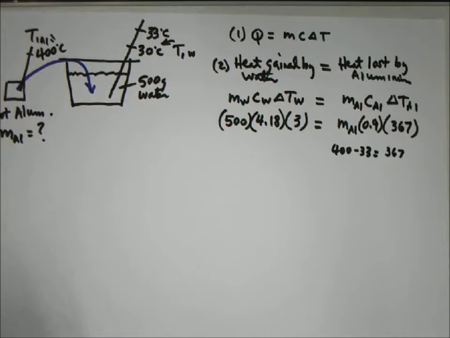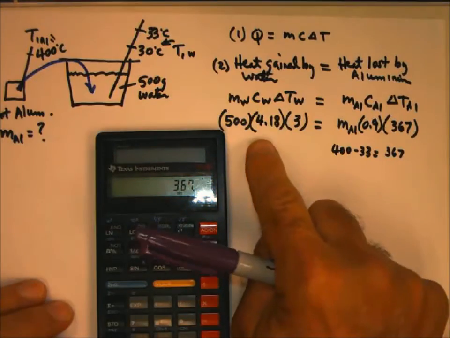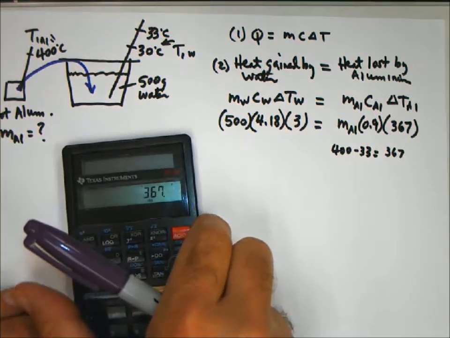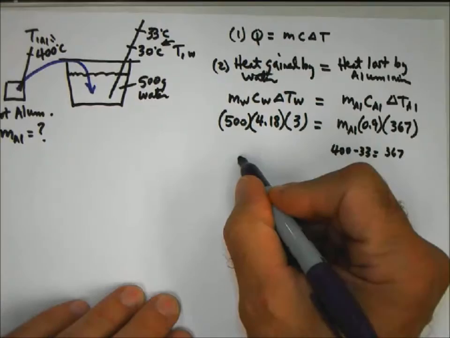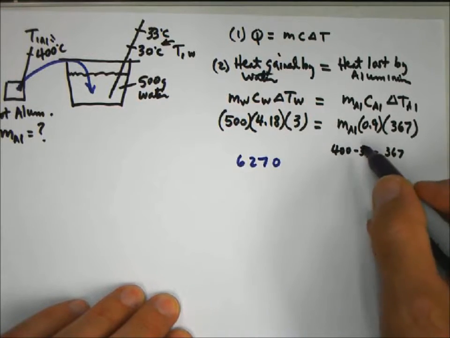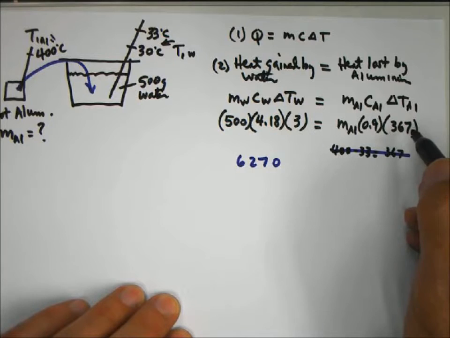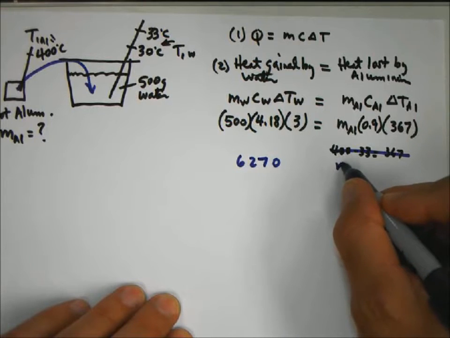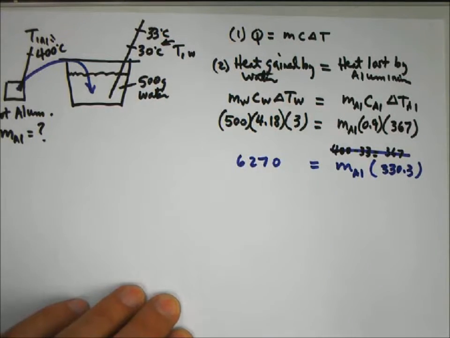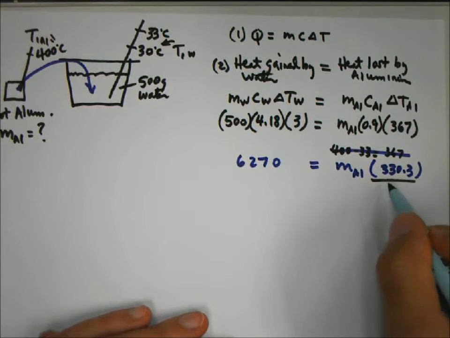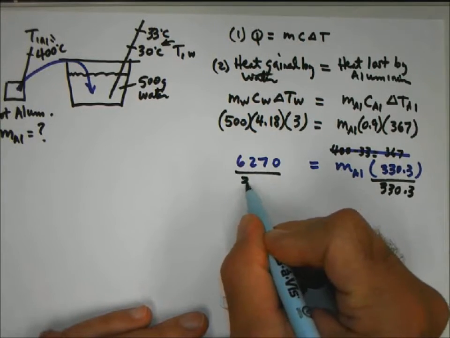Okay. And now we can solve for m. What I'm going to do is make it simpler by cleaning up a lot of this. I'll multiply 500 times 4.18 times 3. And actually I already have it done. If I multiply those together, it comes out to be 6,270 on this side. And then on this side, if I multiply 0.9 times 367, I get 330.3. So this is equal to the mass of the aluminum times 330.3. Now I can divide both sides by 330.3 to solve for m.